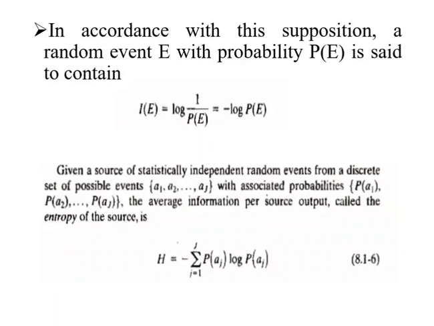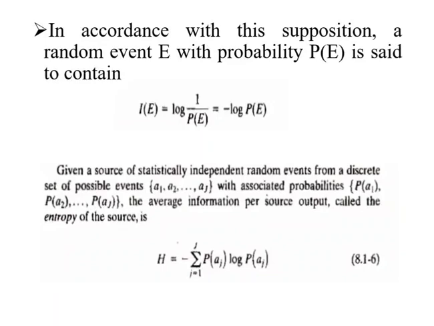If the base 2 is selected, the unit of information is the bit. Note that if P(A) is equal to 1/2, I(A) is equal to minus log base 2 of 1/2, or 1 bit. That is, 1 bit is the amount of information conveyed when one of two possible equally likely events occur.